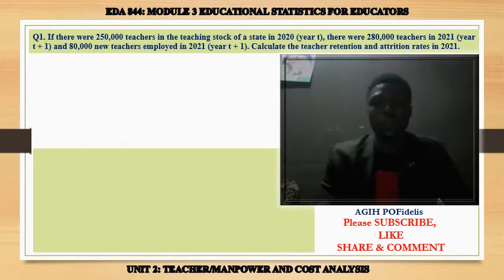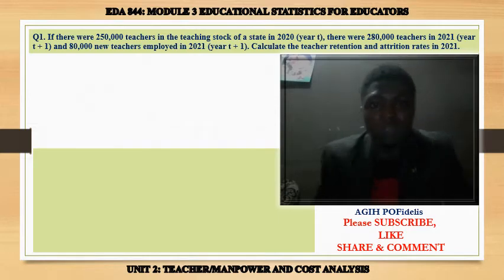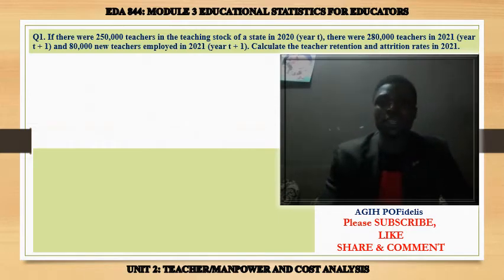Begin with the first question here. If there were 250,000 teachers in the teaching stock of a state in 2020, there were 280,000 teachers in 2021, and 80,000 new teachers employed in 2021, calculate the teacher retention and attrition rates in 2021.